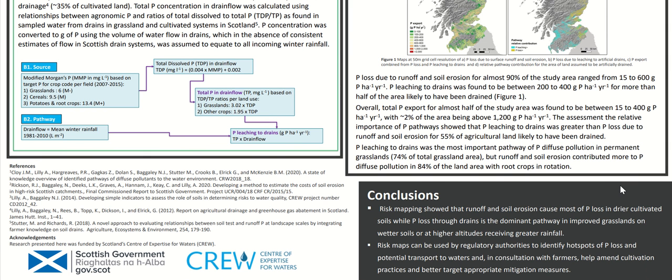So the risk mapping showed that runoff and soil erosion cause most of the P loss in drier cultivated soils, while P loss through drains is the dominant pathway in improved grasslands on wetter soils or at higher altitudes that receive greater rainfall. These risk maps can be used by regulatory authorities to identify hotspots of P loss and potential transport to waters, and in consultation with farmers they can help amend cultivation practice and better target appropriate mitigation measures.